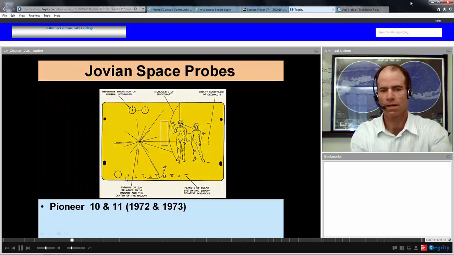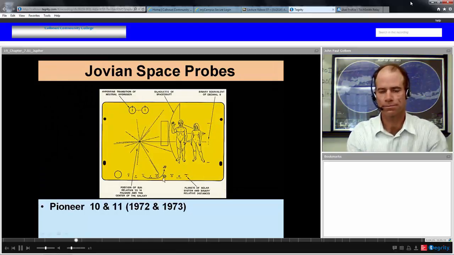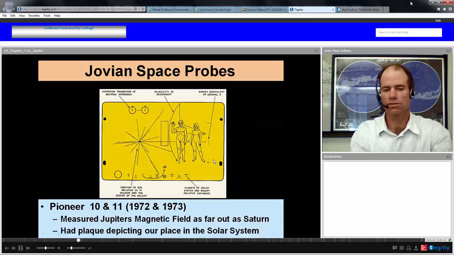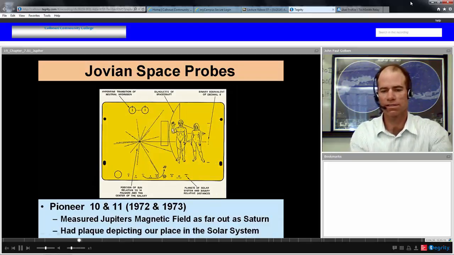galaxy, find our solar system, identify what was then the 9 planets. Of course, this would be confusing to an alien race that there was a planet called Pluto, because it probably wouldn't register as a planet in their mind, and then discern exactly where we were. The Pioneers 10 and 11 measured Jupiter's magnetic field as far out as Saturn, and they had this plaque depicting our place in the solar system.